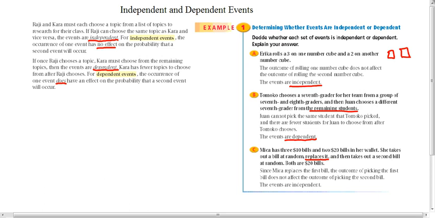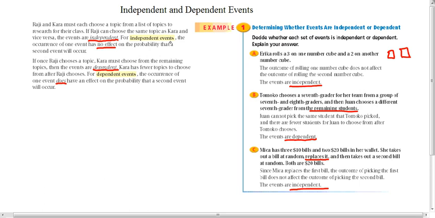So what about the choices? Have the choices decreased or have they remained the same? And then she takes out a second bill at random. Both bills she took out were 20s. Now, since she replaced the first bill, the outcome of picking the first bill does not affect the outcome of picking the second bill. Therefore, the events are independent. So you just make sure that you understand this concept that independent has no effect.